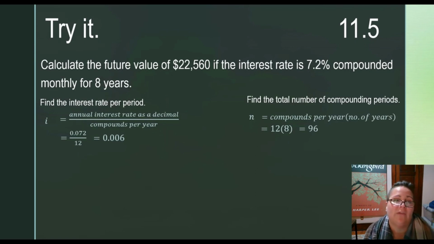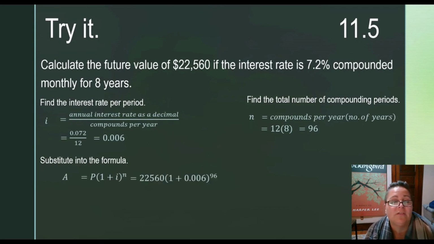So with those two values, and knowing the principal is 22,560, I'm going to substitute them into the compound interest formula. I know A is equal to P times 1 plus my I to the nth power. So this would be 22,560 times 1 plus 0.006 to the 96th power. So 1 plus 0.006, do what's in parentheses first, to the 96th power.